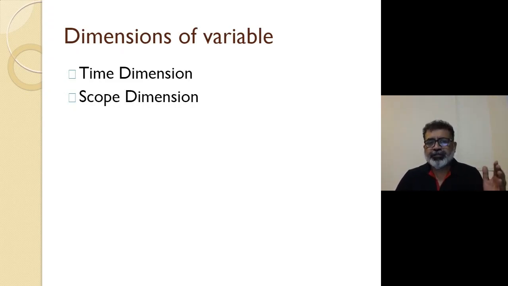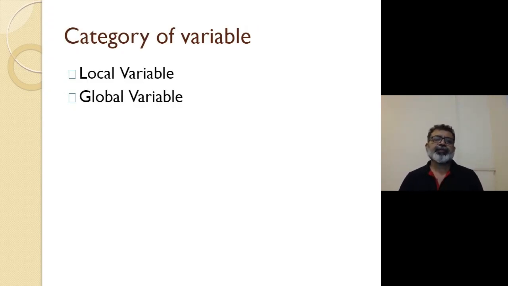So that is the dimensions of the variable. Then there are categories of variables. So what are the categories? Two categories are there. One is a local variable and another is the global variable. What do you mean by local variable? The variable declared inside a function, we call it a local variable. And a variable declared outside a function, we call it a global variable. Right?